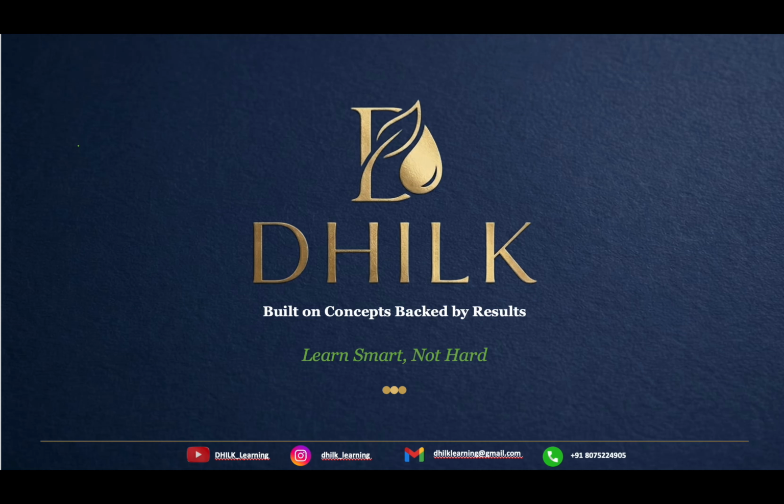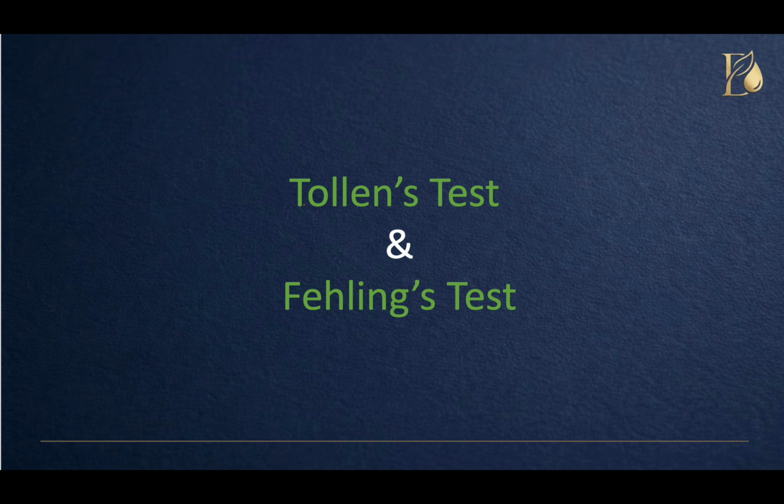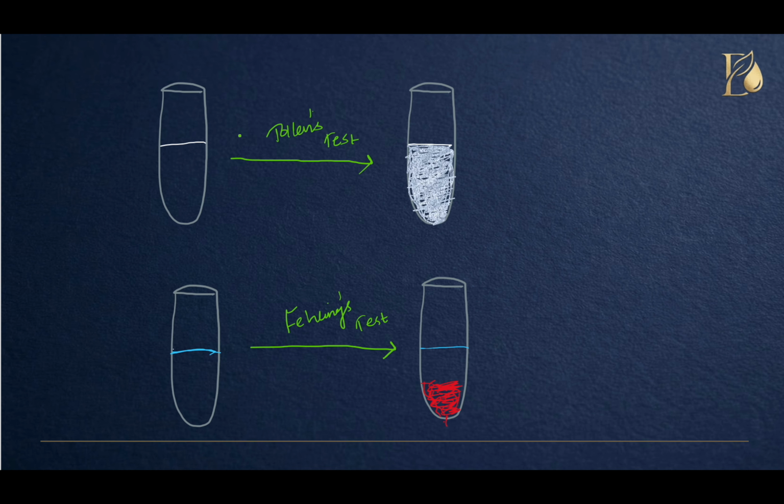In this video, we are going to check the two important tests for aldehydes, Tollens test and Fehling's test. We will discuss what Tollens test and Fehling's test are, the chemistry behind these two tests, what the differences between these two tests are, and how they differentiate aldehydes and ketones. So watch the video till the end, don't skip any parts. Let's get started. Firstly, what is Tollens test and what is Fehling's test?